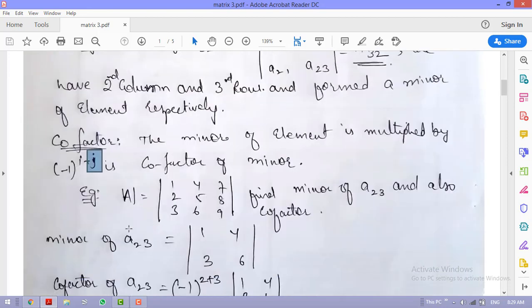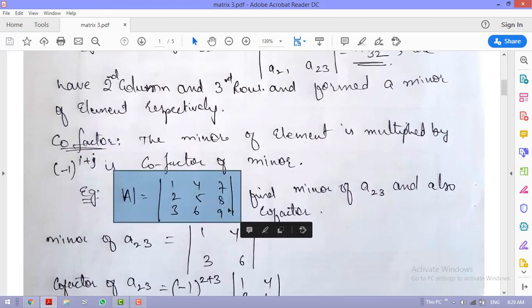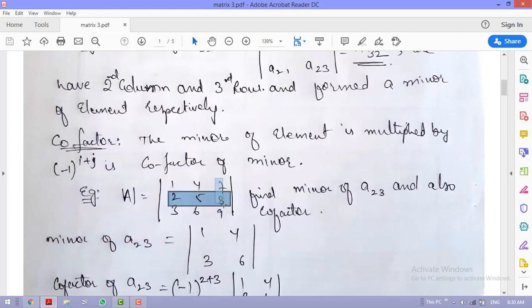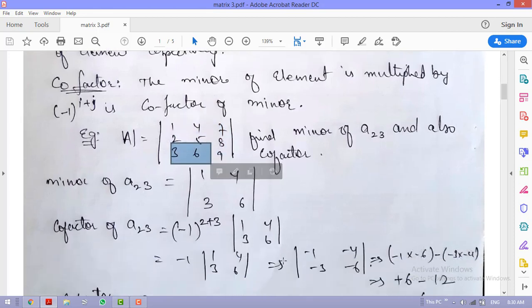So let us see. First we have a matrix A equal to 1, 2, 3, 4, 5, 6, 7, 8, 9. We have to find the minor of 8, A23, and also its cofactor, right? First I am going to find the minor of 8, A23, for which I have to eliminate the second row and then the third column. So what numbers do I remain with? 1 and 4 and 3 and 6. Okay.